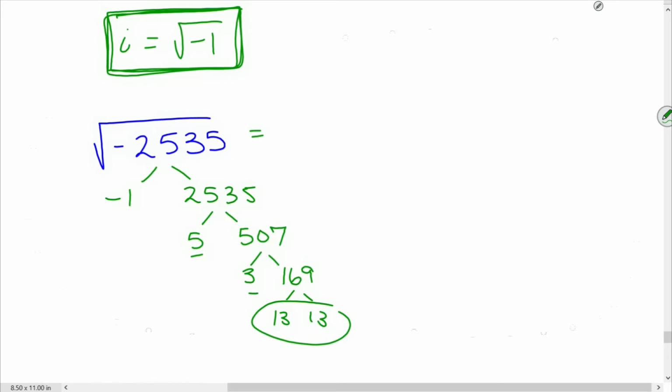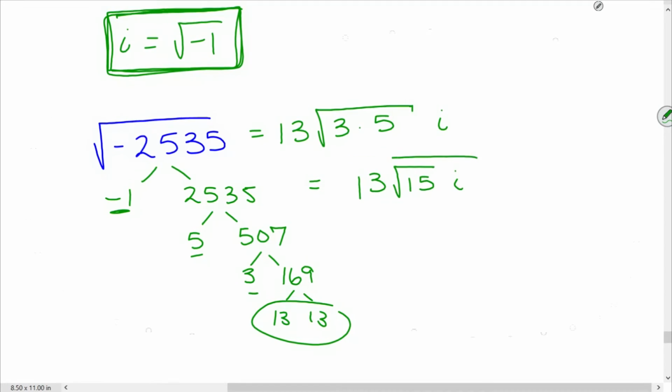Okay, and so I'll use my shortcut of the pairs give me perfect squares, and I get 13, the square root of what's left, which is 3 times 5. Okay, and don't forget the -1, and I have an i here outside the square root. So simplifying that one more step, I have 13 root 15i.